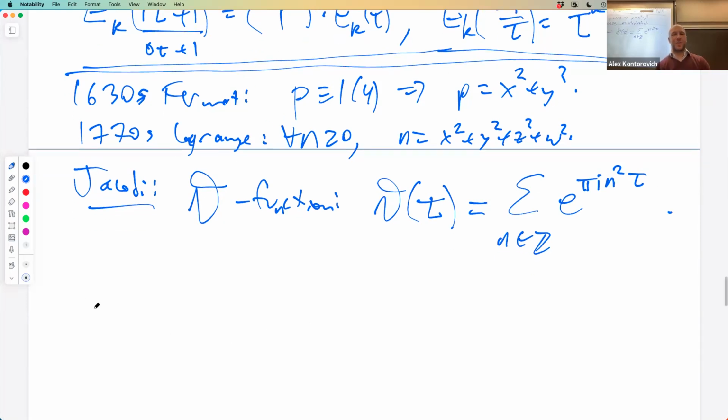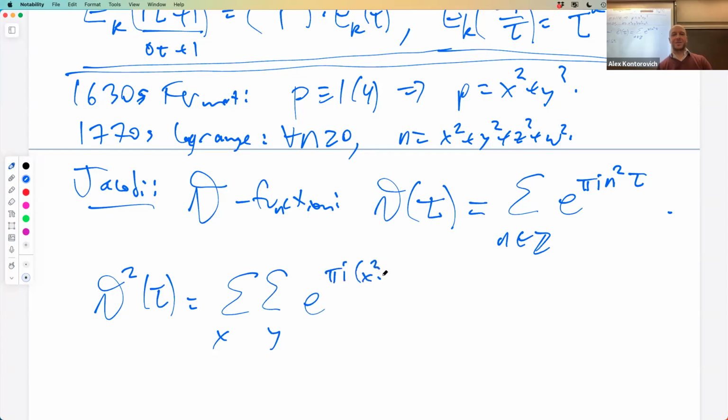Well, what is theta squared? Okay, so I'll just multiply theta by itself. So let's use x for the first variable and y for the second variable. So this is a double sum. Maybe I'm doing too much at once. e to the pi i (x squared plus y squared) tau. You buy that?